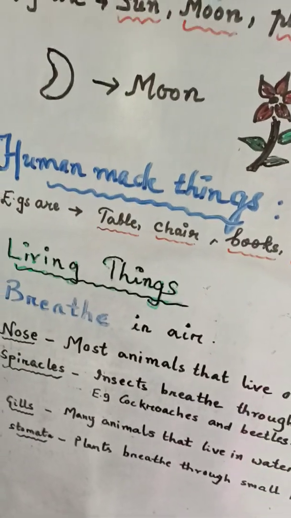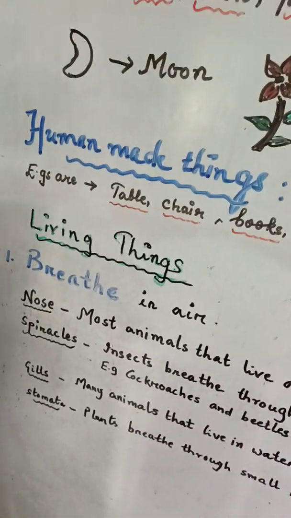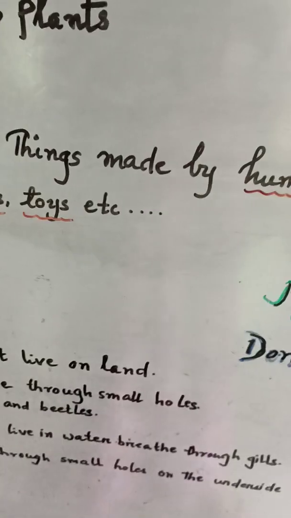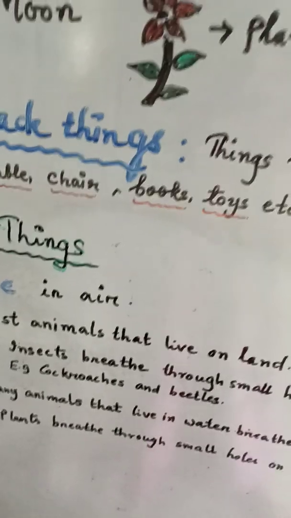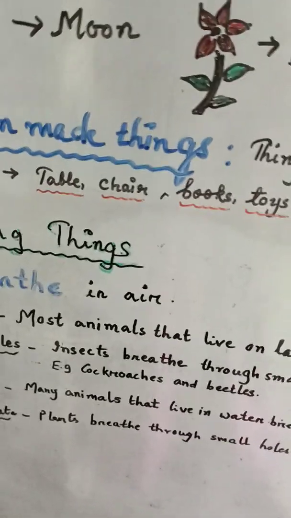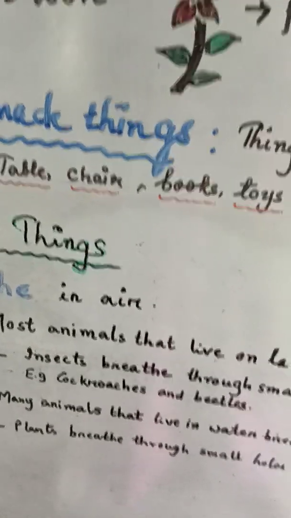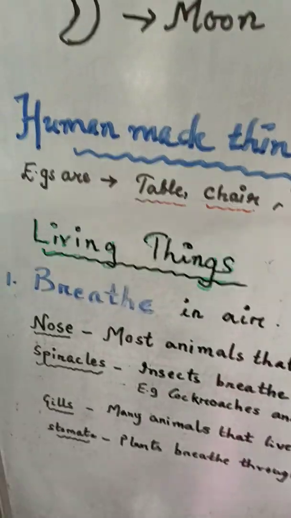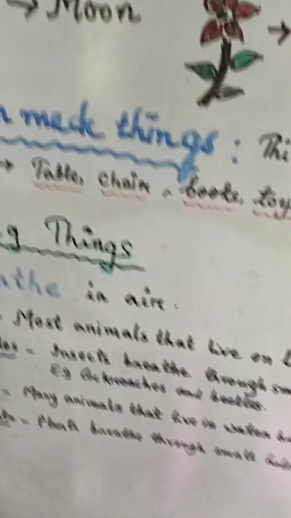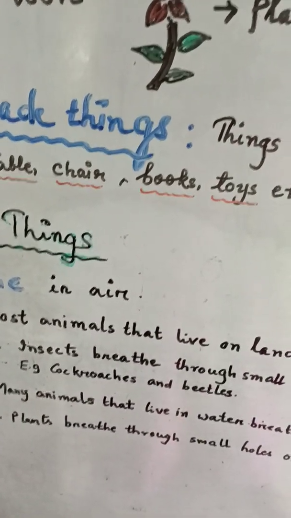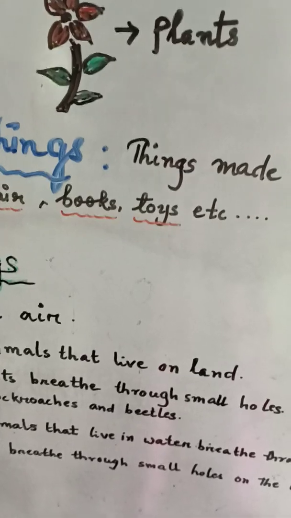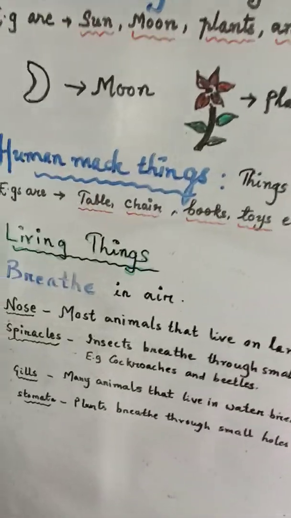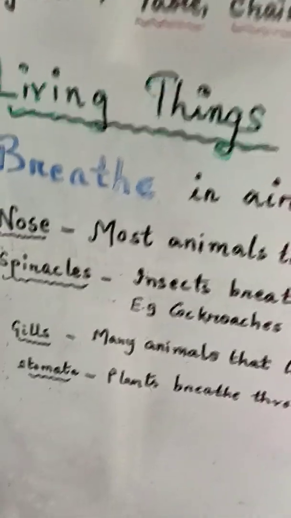Now we will see another part, that is spiracles. What are spiracles? Spiracles are small holes that are present on the insect's body. Insects breathe through these small holes called spiracles. What are the examples? Examples are cockroaches and beetles and many more. Okay? Did you understand?